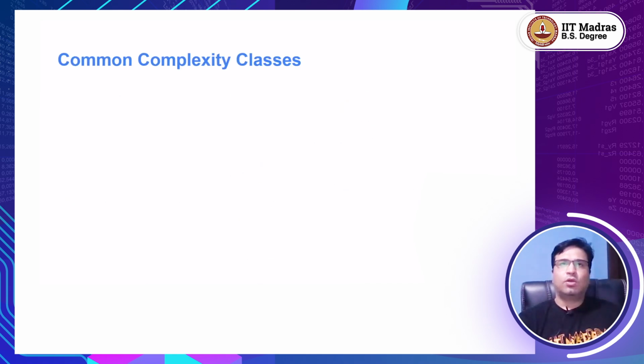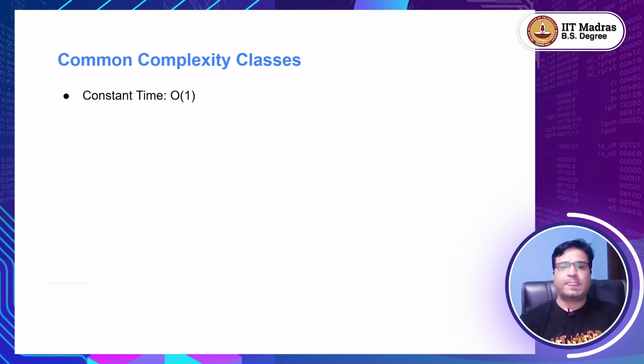Next is common complexity classes. Let's look at some common complexity classes. First, constant time, represented as big O(1). This is the dream. The algorithm takes the same amount of time regardless of the input size.